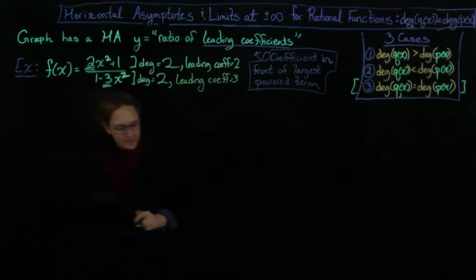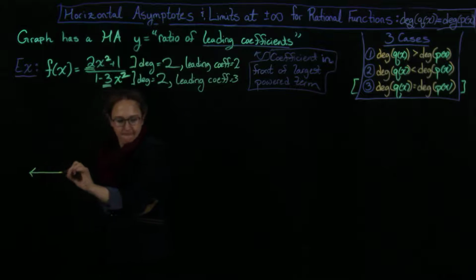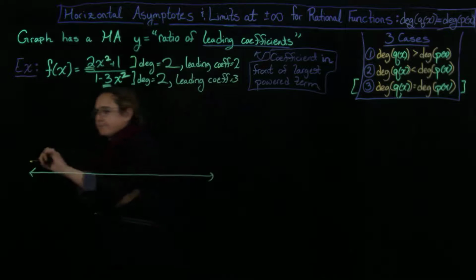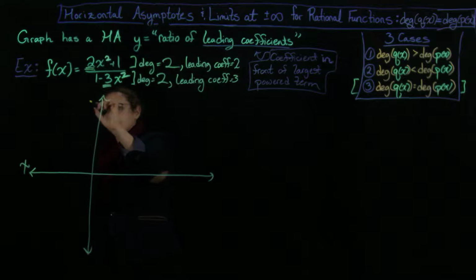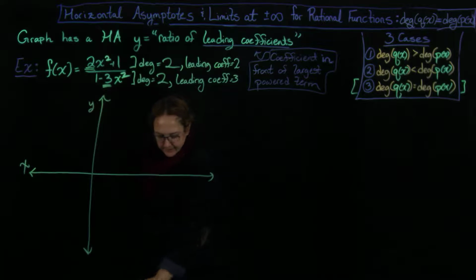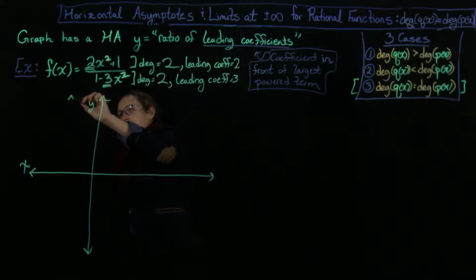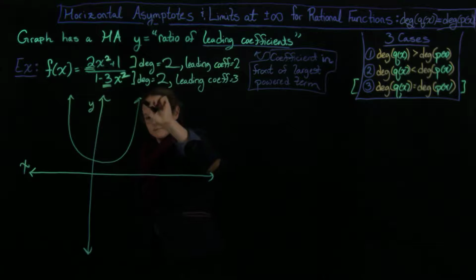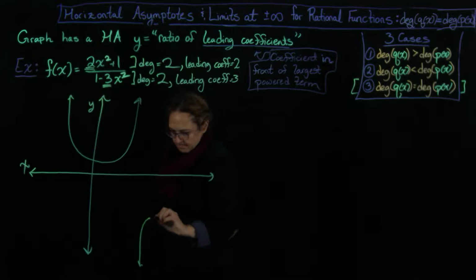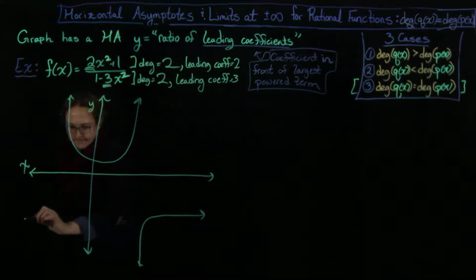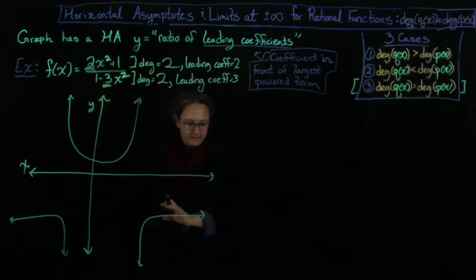Great. So now let's go ahead and draw this. I have x like this, and I have y like this, and then I have the graph of my function. So this is going to go like this, and then like this, and this.